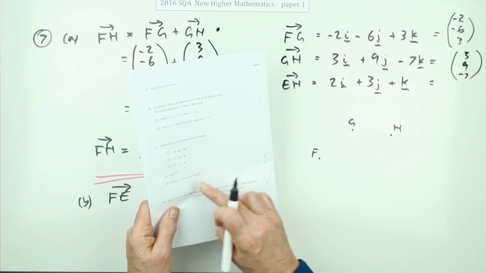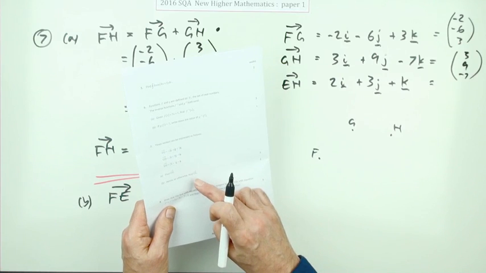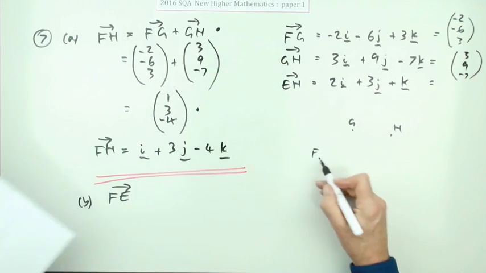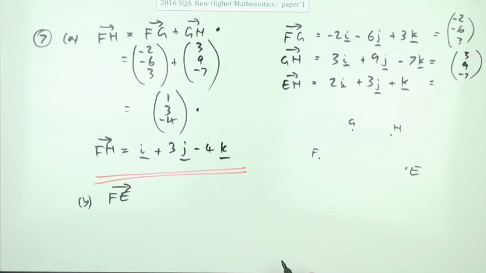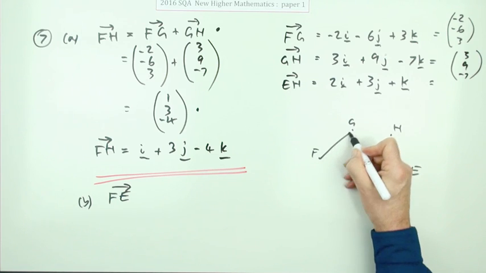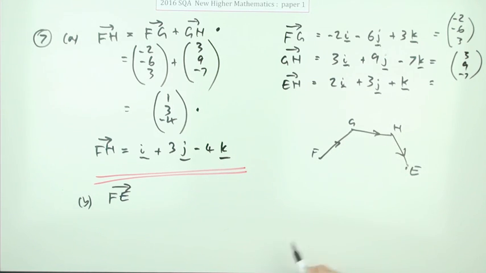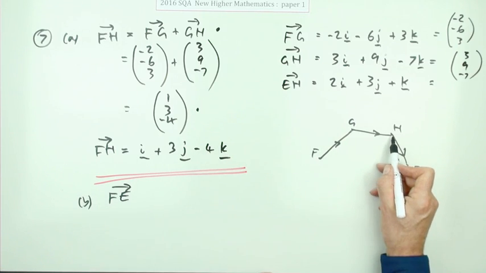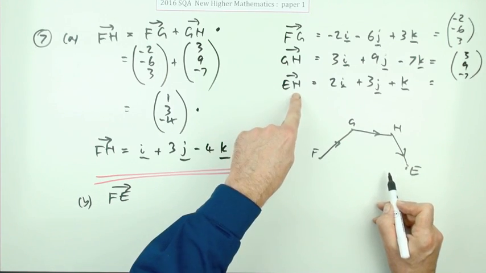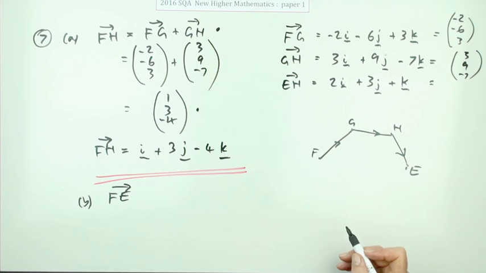Now the second part is, hence or otherwise find FE. What's the move from F to some other point E? Well, that would just be go from F to G, go from G to H, and then go from H to E. Only thing is, it doesn't tell you how to get from H to E. It tells you how to go from E to H. Well, that's not a problem, because you just do the reverse of that move.